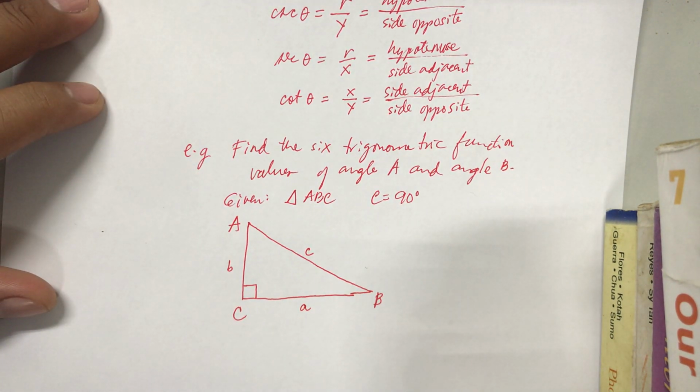Side a is opposite angle A. Side b is opposite angle B, while side c is opposite angle C. Therefore, side a can also be named as line segment BC or line segment CB. Side b can also be named as line segment AC or line segment CA, while the hypotenuse or the longest side, which is opposite the largest angle, angle C, may also be named as line segment AB or line segment BA.